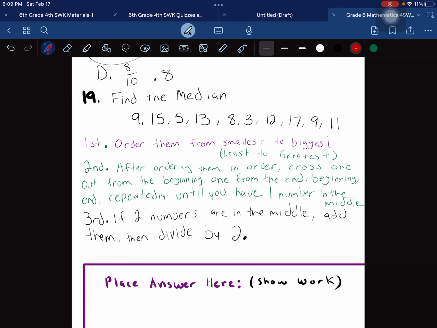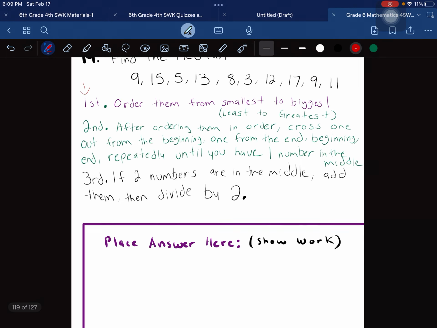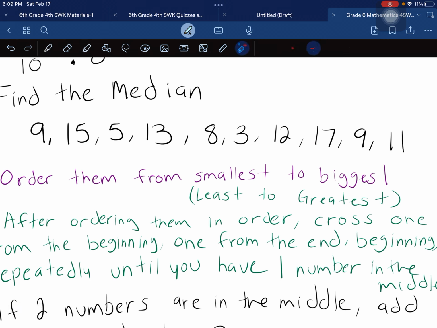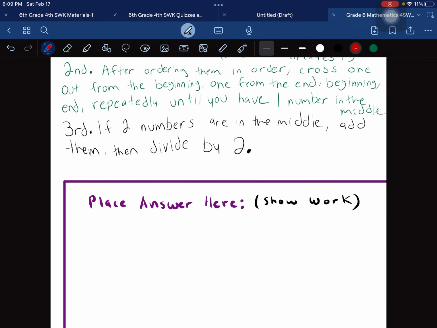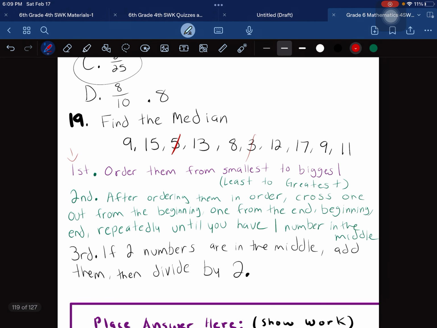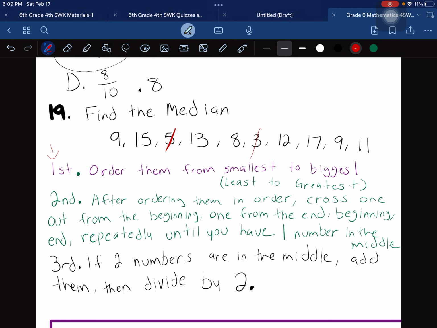19, this is fun. Find the median. Okay, let's look at the steps. First, we're going to order them from smallest to biggest. So what's the smallest number out of all of these? Let's look for the smallest. 5 looks pretty small. Oh, actually 3. Yeah, 3. So 3 is the smallest one. So let me put 3 here, comma. Next smallest would be 5, comma. Next smallest would be, I think it looks like 8, right?